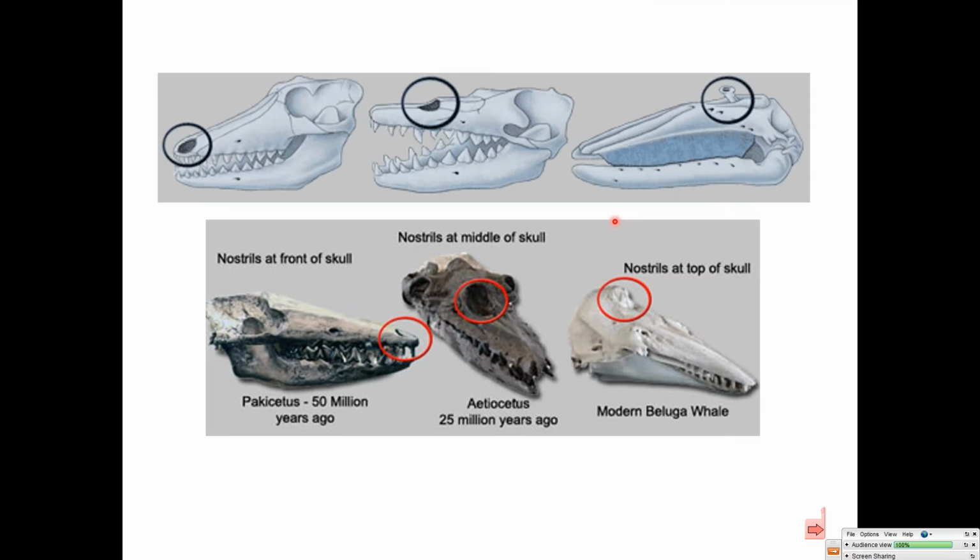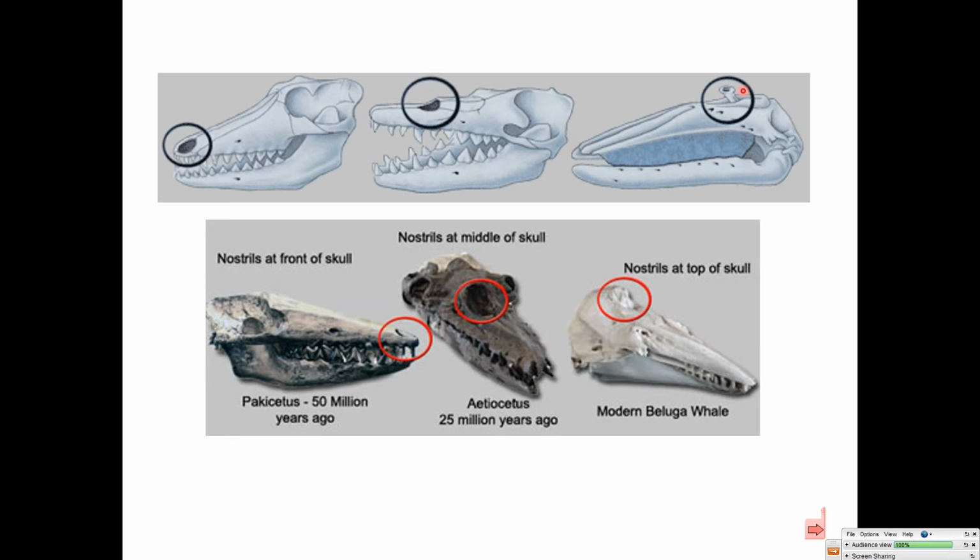Looking at the ancestors of whales, we can see that the nostril migrated from the end of the snout, which is where the nostrils are in terrestrial mammals. That's about 50 million years ago. 25 million years ago, you can see the nostril migrated from the end to the middle of the skull. Until modern-day whales, their nostril is at the top of the skull. That's the blowhole, right? And why?